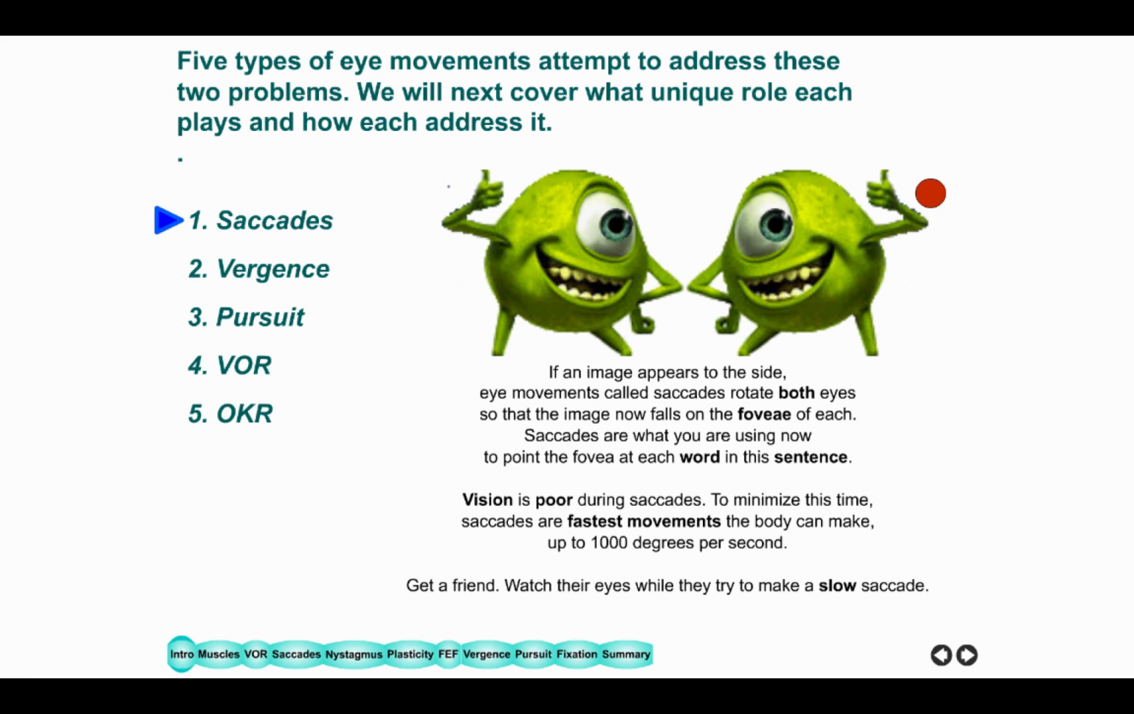Okay, so I want you to practice these movements one by one. We'll go through all the different types of eye movements. You can see that saccades, as shown here, move your eye from target to target. And the vision is poor during saccades. To compensate for that, the saccades move very, very quickly. They go something like 1,000 degrees per second. So in a second, if they could move, they'd rotate right around their sockets. They'd go around their sockets 3 times. That's pretty fast.